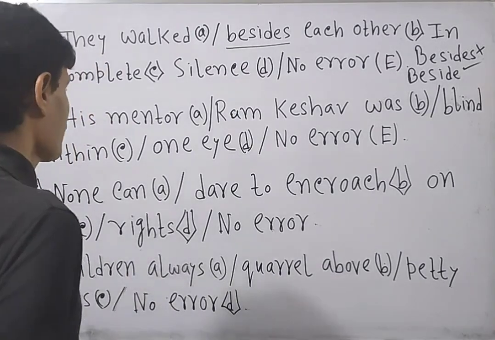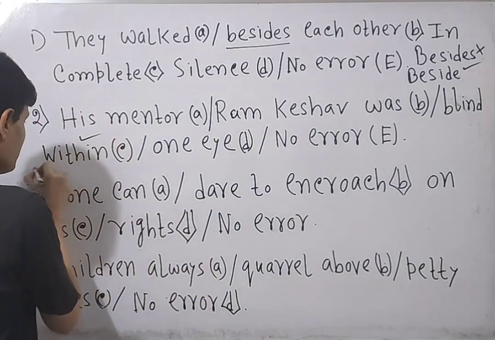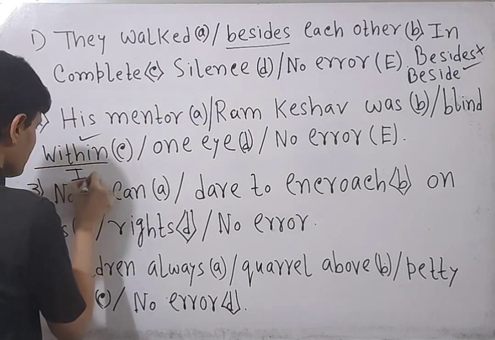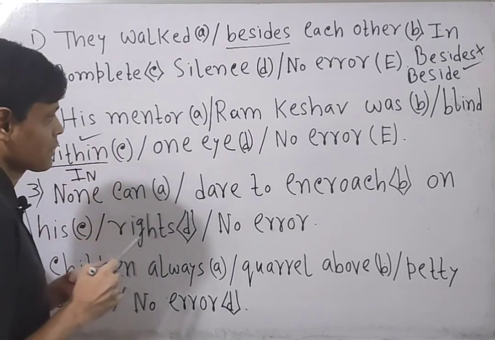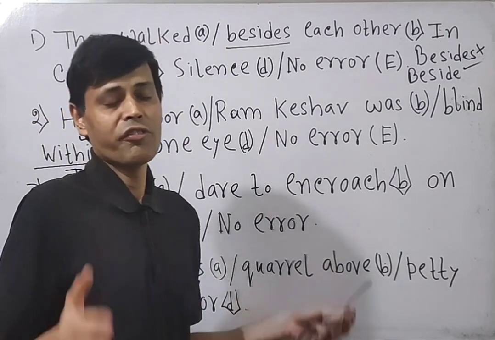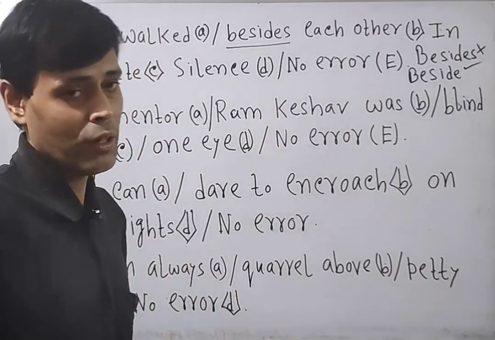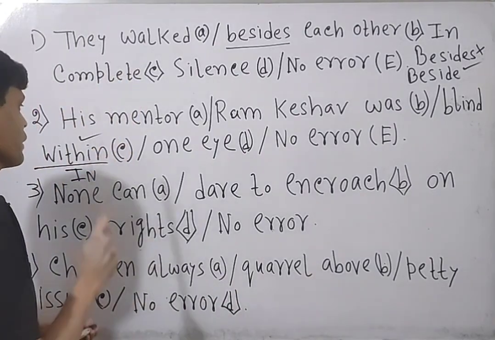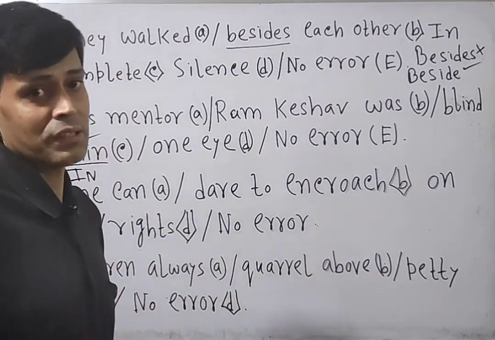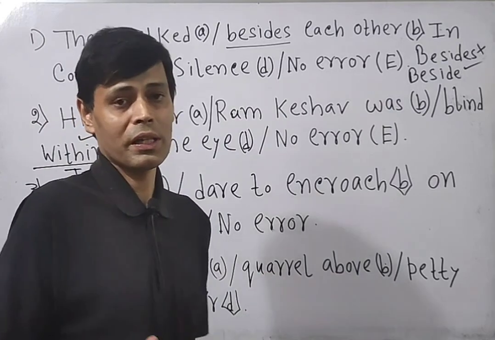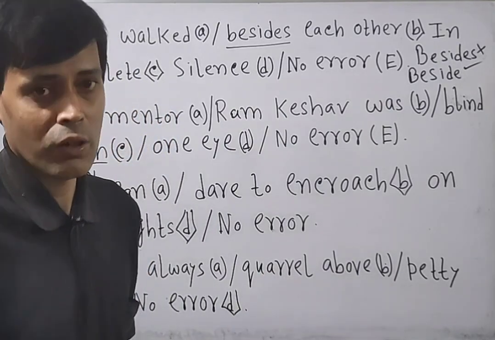So the mistake lies in this part. Here the right answer is in. In the exam, you will find 5 options, and in the options you will find the answer in. If sentence correction is there, if you are going to spot the errors, then you will only find the options.